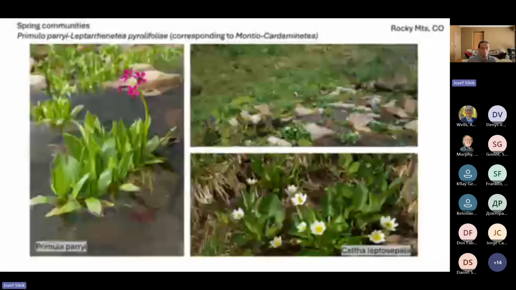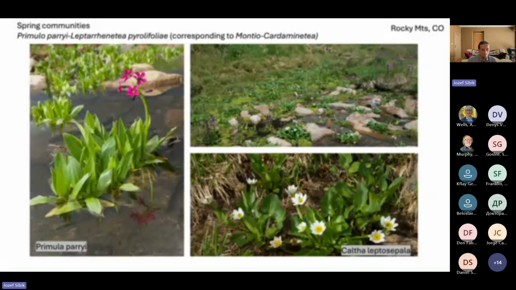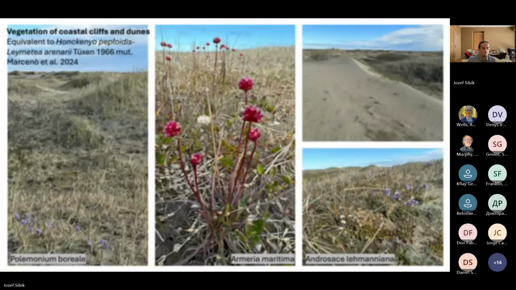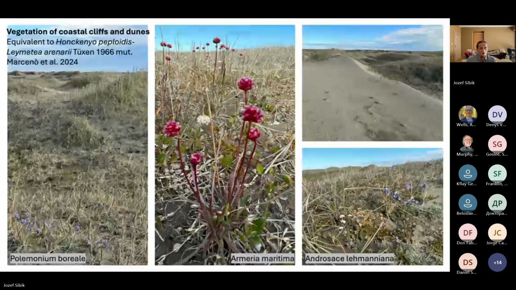So we can see some pictures of Caltha leptosepala and Primula parryi. Another example of spring communities from the Brooks Range, Atigun Pass in northern Alaska. And here, another vegetation type of coastal cliffs and dunes.